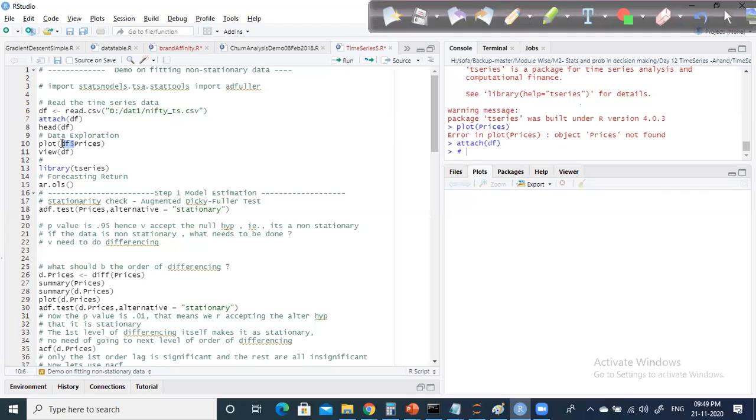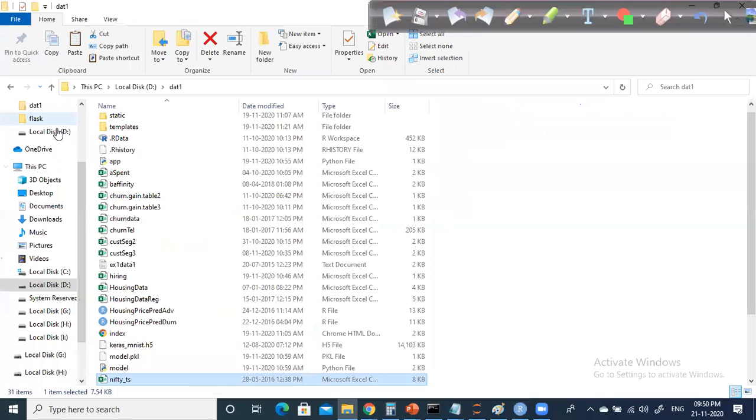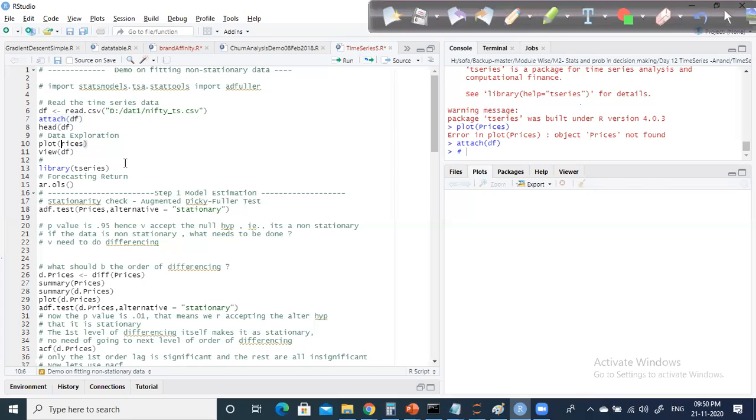One second. My system is hanging. Just give me a second. I think I mistakenly pressed my tablet. Yeah. Look here. I'm going to remove this one. I don't need it because I used the attach function.